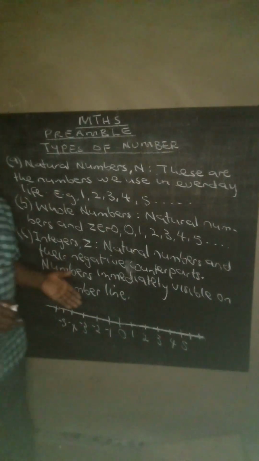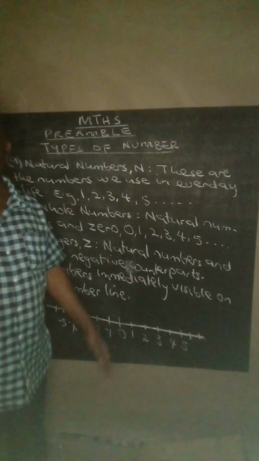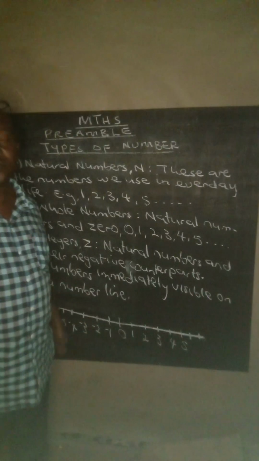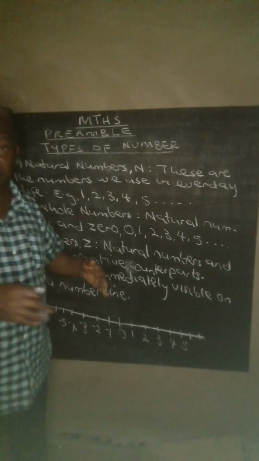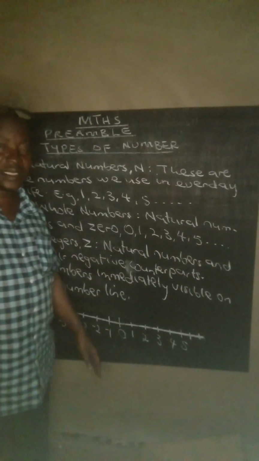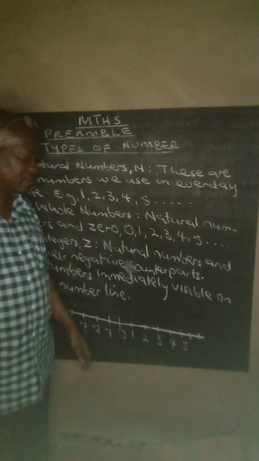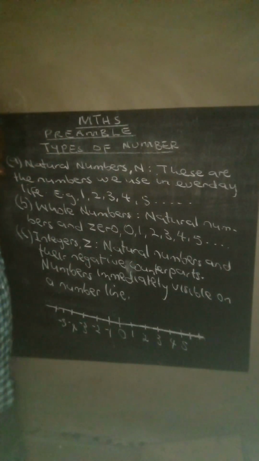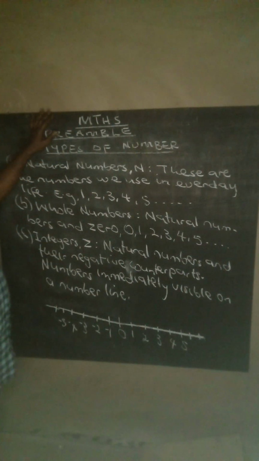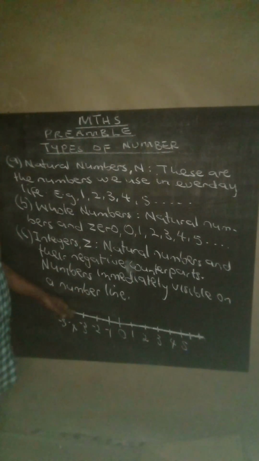I've talked about 10 naira and having 10 naira in my pocket and owing 10 naira. What I'm having is what? Positive. What I'm owing is what? Negative. If I have nothing, I'm not owing, neither do I have anything in my pocket, then what will be equal to what? It is 0. So these are the numbers we call what? Integers, immediately visible on the number line.